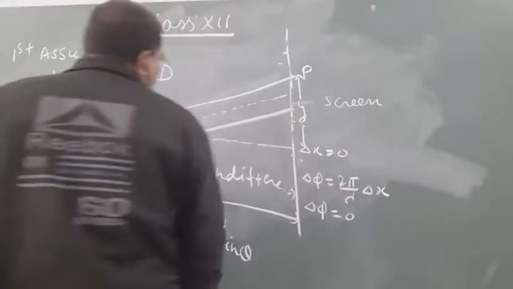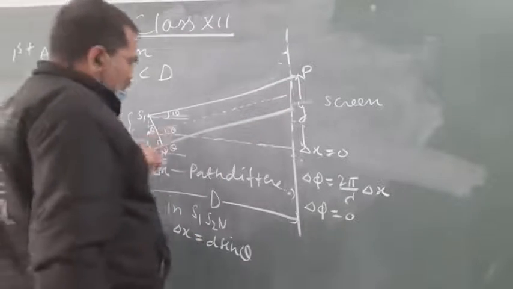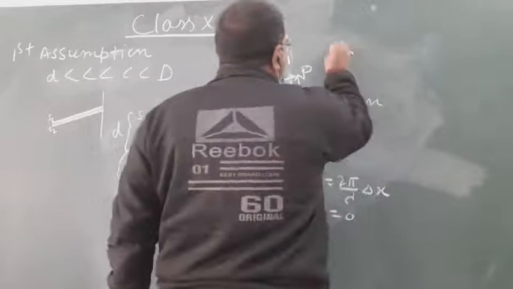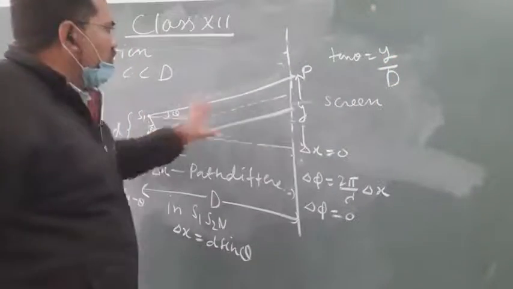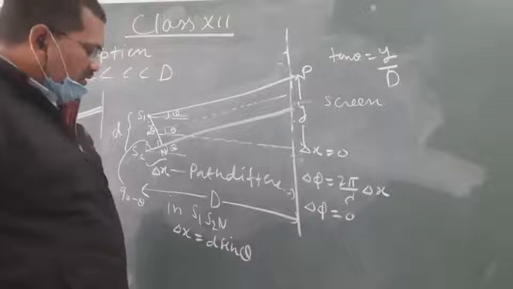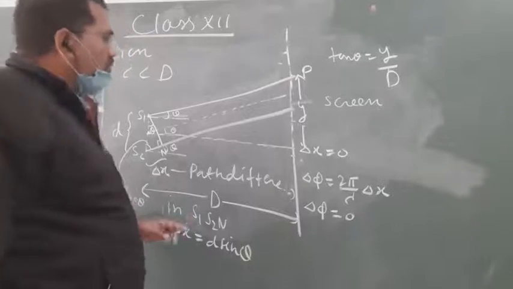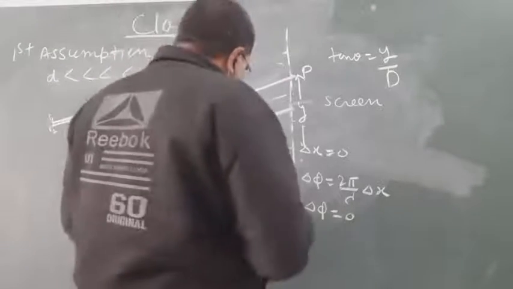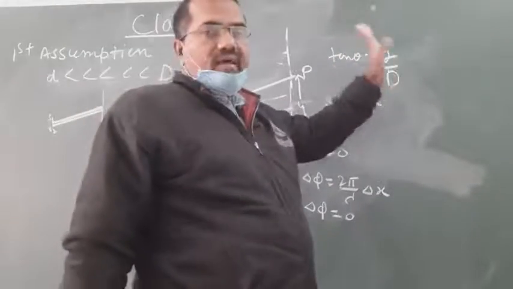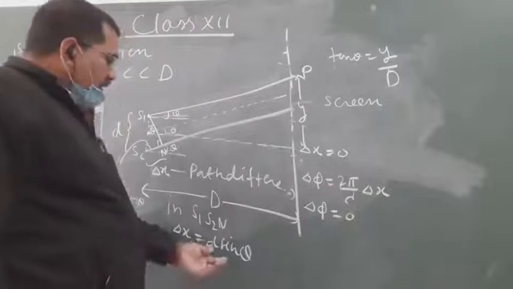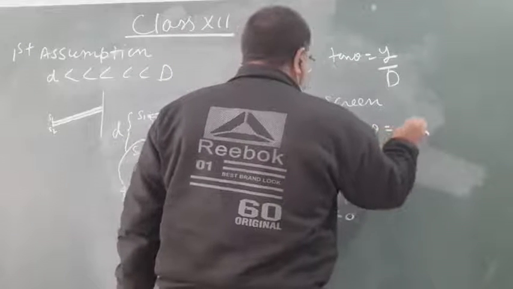Here, this is y. You can write the position of y: tan theta equal to y upon d. So we know d, and if we get sin theta and tan theta, we will get y also. So what is the sin theta here? Sin theta equal to delta x by d.